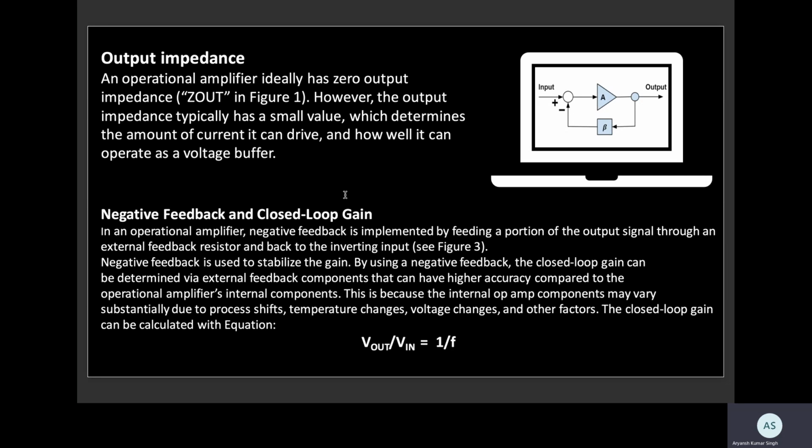Negative feedback and closed loop gain. In an operational amplifier, negative feedback is implemented by feeding a portion of the output signal through an external feedback resistor and back to the inverting input. Negative feedback is used to stabilize the gain. The closed loop gain can be calculated with the equation Vout over Vin is equal to 1 by F.